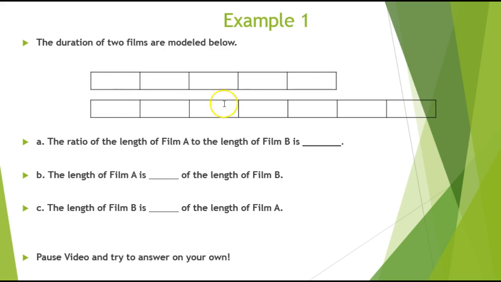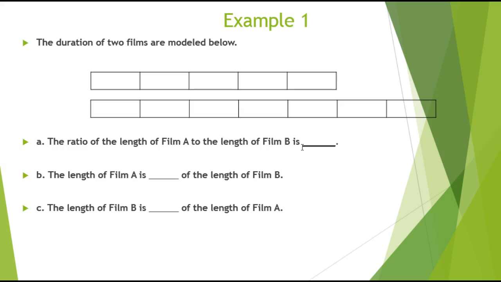So looking at example 1, the durations of 2 films are modeled below. A. The ratio of the length of film A to the length of film B is blank. B. The length of film A is blank of the length of film B. And C. The length of film B is blank of the length of film A. So looking at this, my first tape diagram actually represents A, and the second represents B. So pause the video and try the answer on your own.